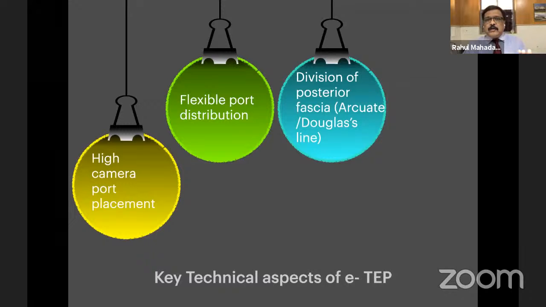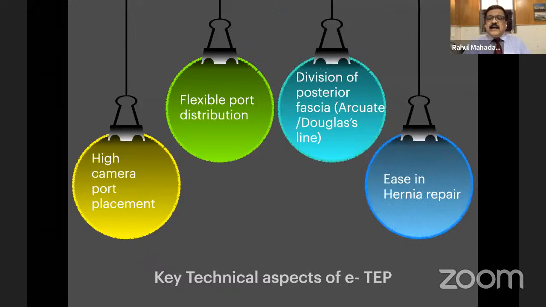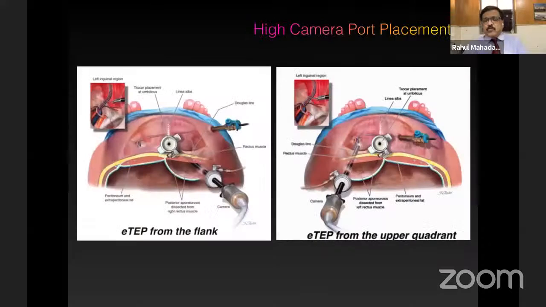And once you do it, you can get a large space and you can maintain the pneumoperitoneum also, even though you have punctured or inadvertently entered the peritoneum. Still, you can maintain the space and you can still go ahead and do the dissection. And ease in hernia repair is evident specifically in the large inguinoscrotal hernias. High camera focus is above in the anterior abdominal wall or either in the flanks also.